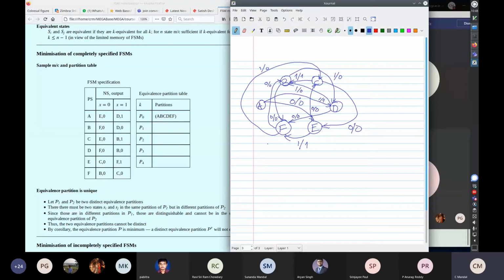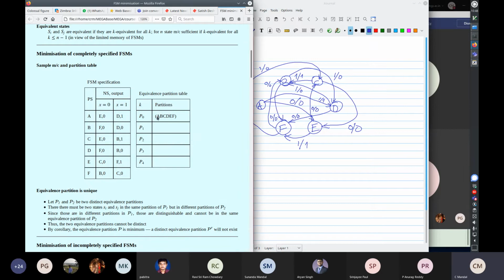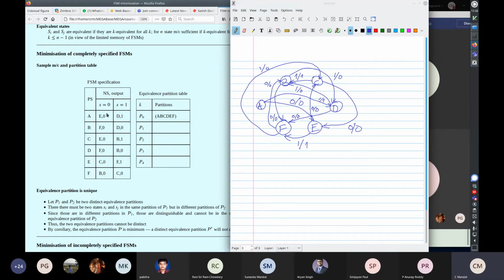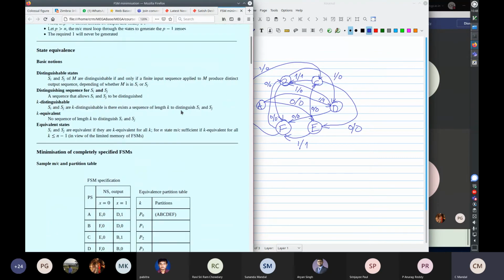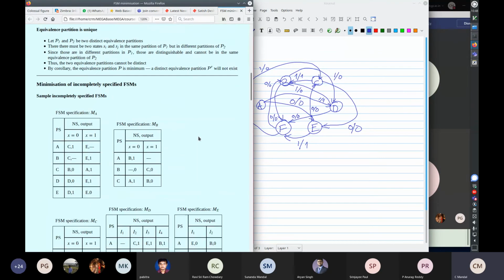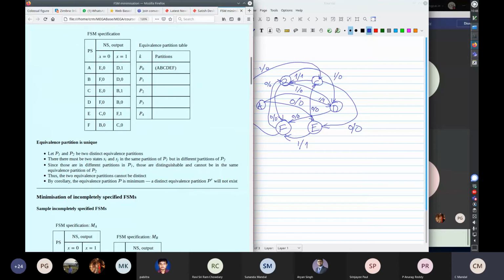Alright, so this is my machine. And it is fully specified. Why is it fully specified? As you can see, for each input, the next state is defined and the output is also defined. So this machine is fully specified. Sometimes we'll see that machines need not be fully specified. We'll see that later.